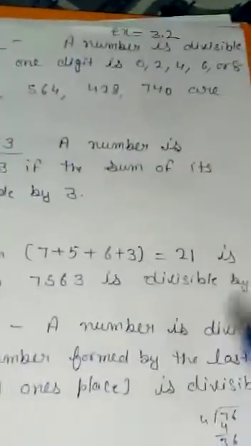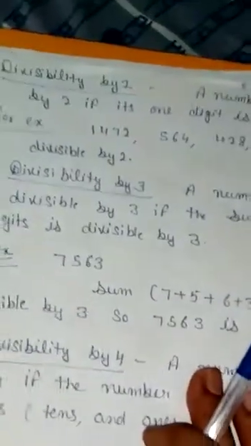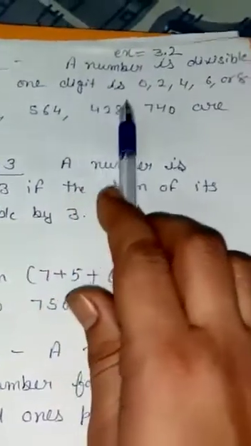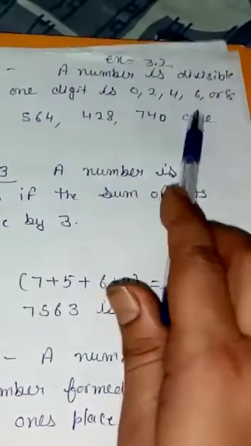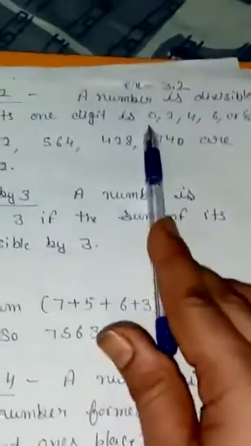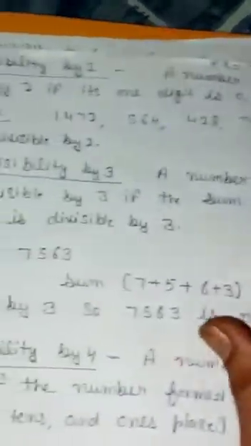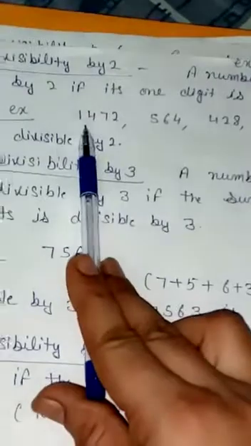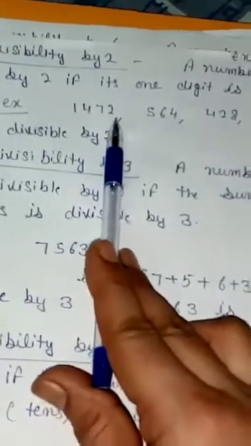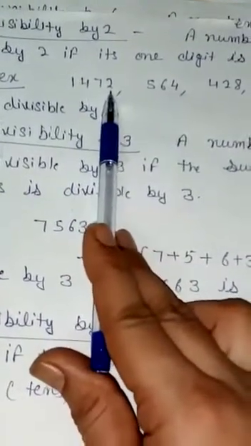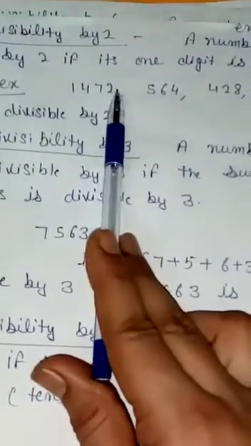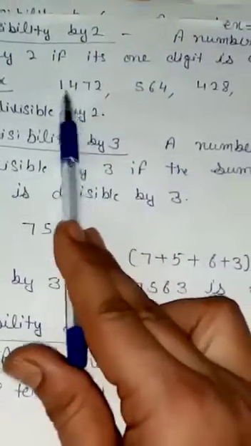The first rule is divisibility by 2. A number is divisible by 2 if its one's digit is 0, 2, 4, 6 or 8. That means the one's place is 0, 2, 4, 6 or 8. For example, 1472. Here the one's place is 2. 2 is divisible by 2, so this number is divisible by 2.